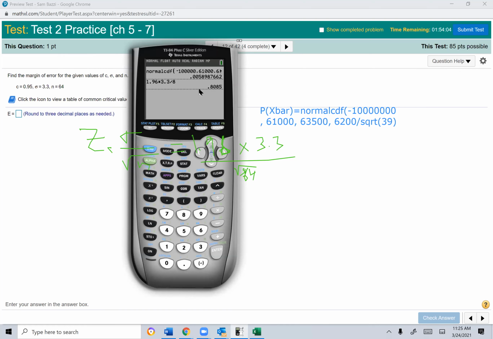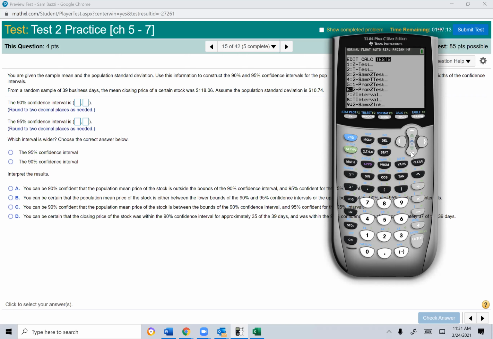Then you go back and do it with 95. So just change this to 95, guys, and you get the answer. And which interval is wider? Always the one that has more confidence level is the wider one. So it's the 95. Interpret the results. You can be 95 and 90% confident the population mean of stock is inside the bounds. So we need 90 and 95. Let's see which one is going to be the correct answer here.